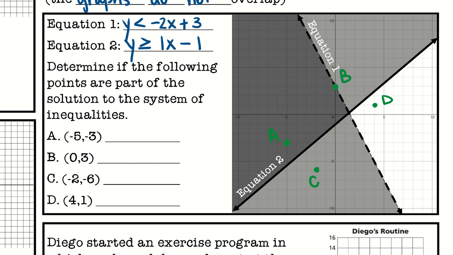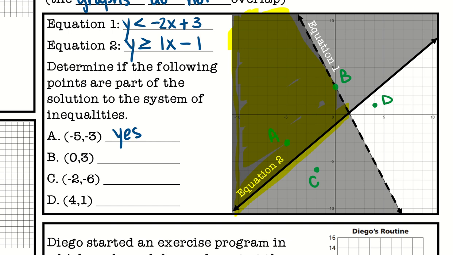So I'm going to use my highlighter. I've already talked about it, you really can't see it, but this area right here is the double shaded area. So anything in that double shaded area, or on this solid line that is attached to it, would be a solution. If any point were on that part of the solid line, it would be a solution also. There's only one of these points that's in the double shaded area, and that would be A. So for sure A is a solution.